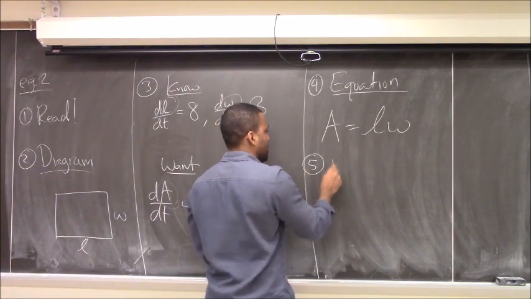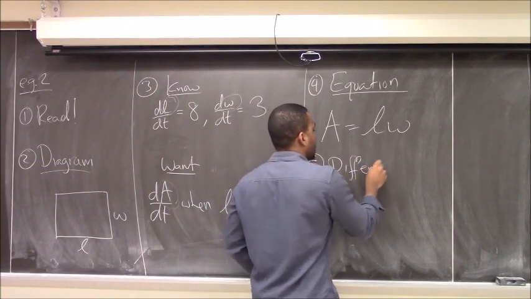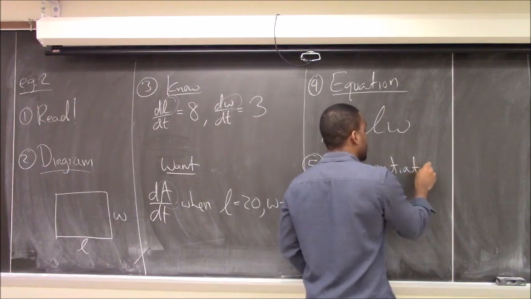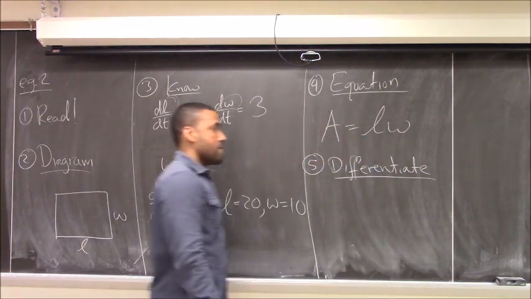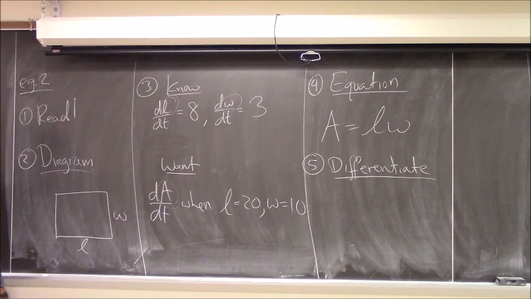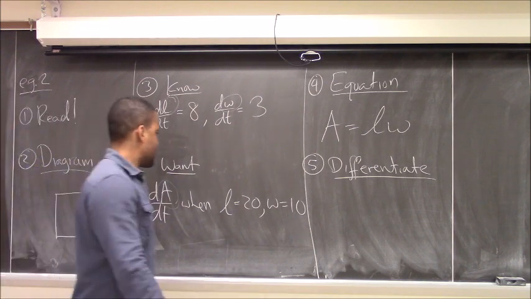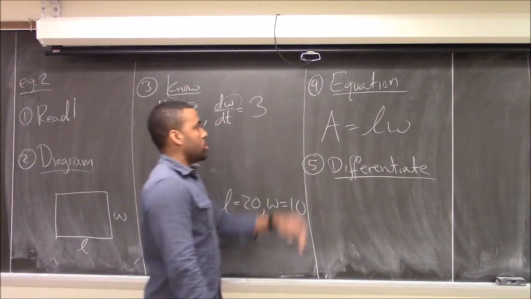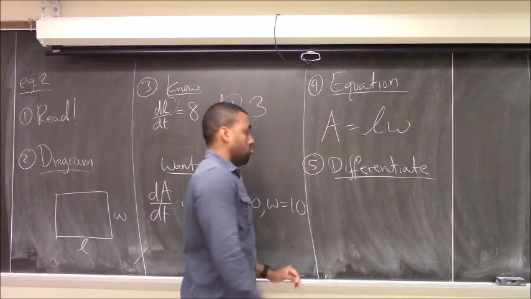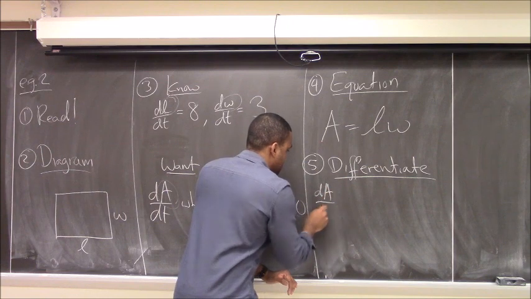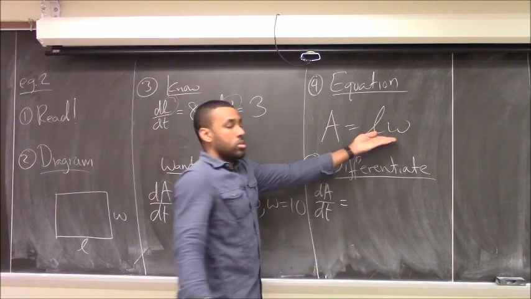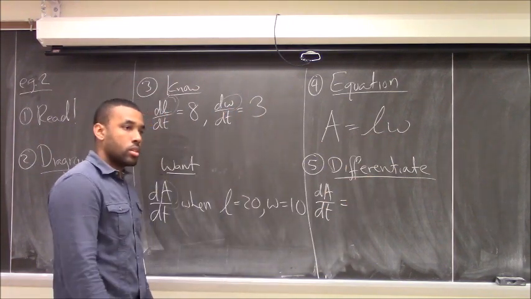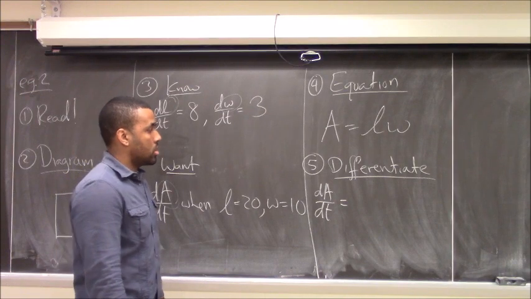Step 5. Now we're going to differentiate. And remember, you're differentiating implicitly. T is our input variable here. So what's the derivative of A? dA/dt. The derivative of that: L times dw/dt.